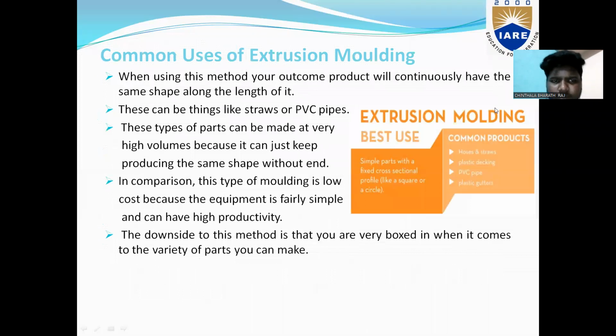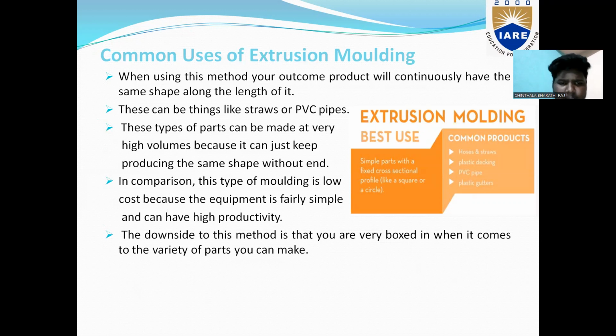Common use of extrusion molding. When using the method, your outcome product will continuously have the same shape along the length of it. This can be things like straws or PVC pipes. This type of part can be made at a very high volume because it can just keep producing the same shape without end.